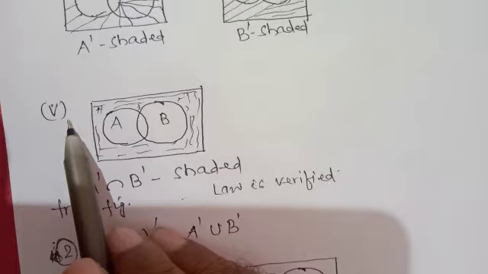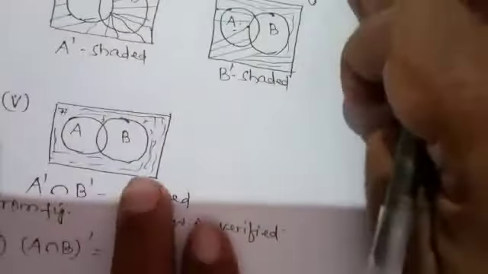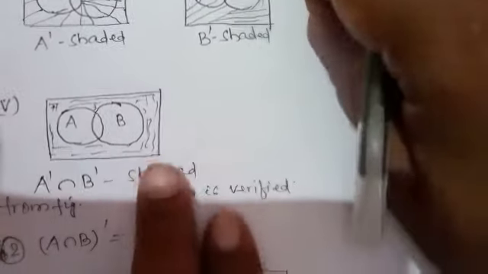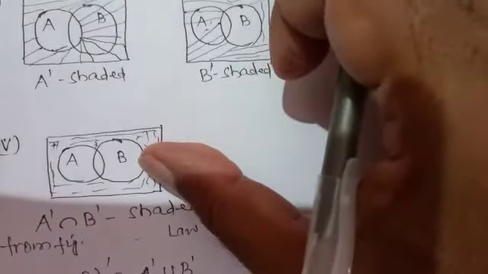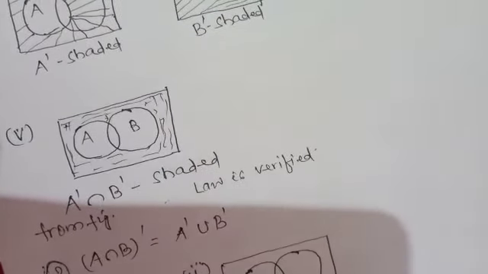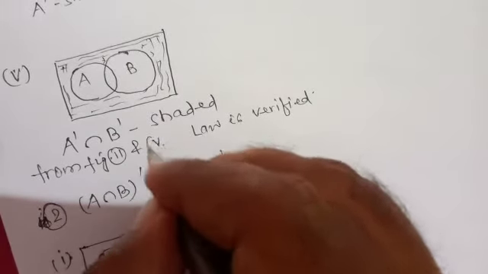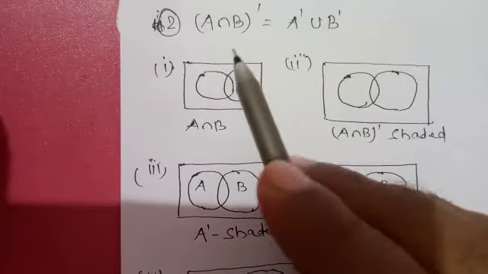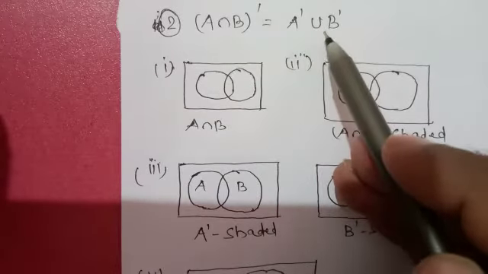Now see figure number 5 and figure number 2 here. Compare them. Both are the same. Their shaded parts are the same. So we say that from figure 2 and figure 5, De Morgan's law is verified. Here write: from figure 2 and figure 5, law is verified. See the next part. The next part is (A intersection B) complement is A complement union B complement.